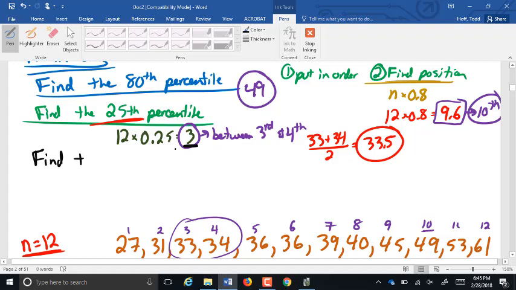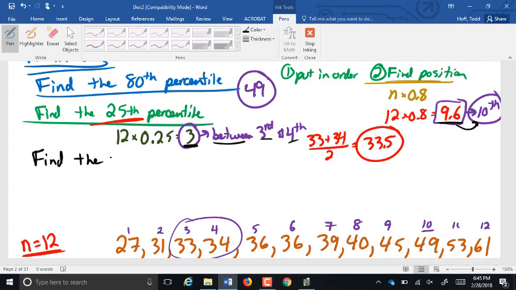Because this came out to 3, an exact number, a whole number, if it's a whole number, it's between that position and the next one. If it's a decimal, you just round up and that's the position. Yes, always round up. Even if it was 9.1, you'd go up to the 10th number.